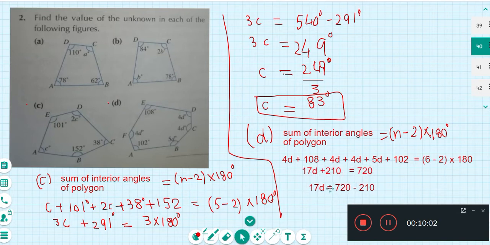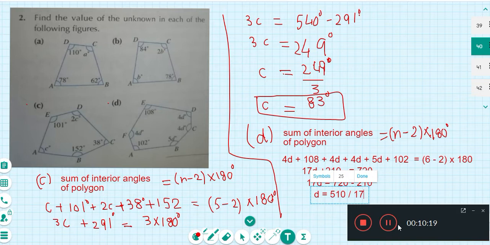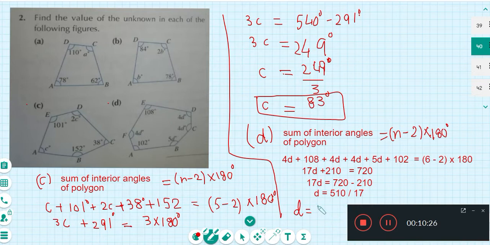Okay, next question, question number 3. Find the sum of interior angles of a regular hexagon. A regular hexagon is actually a polygon that has equal sides. It means each interior angle, or all the interior angles, are equal for a regular polygon only.